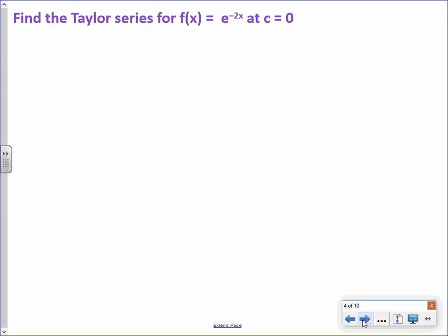All right, so we are going to write the Taylor series for our function e to the negative 2x with the center at 0. So technically it's a Maclaurin series, but I called it a Taylor series centered at 0. That's the definition of a Maclaurin series. Same thing.